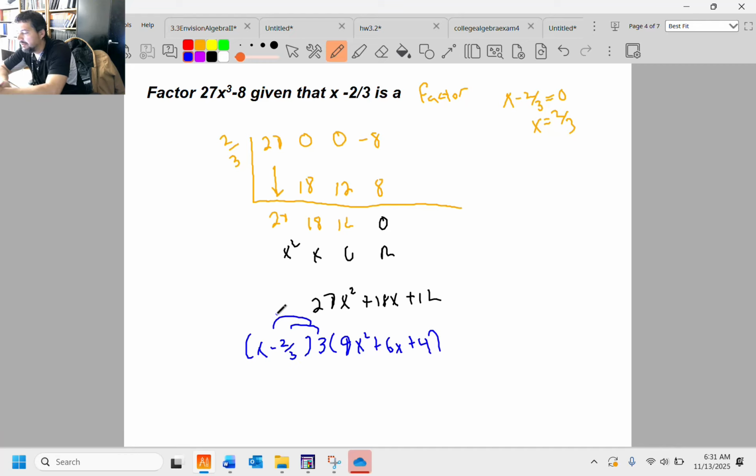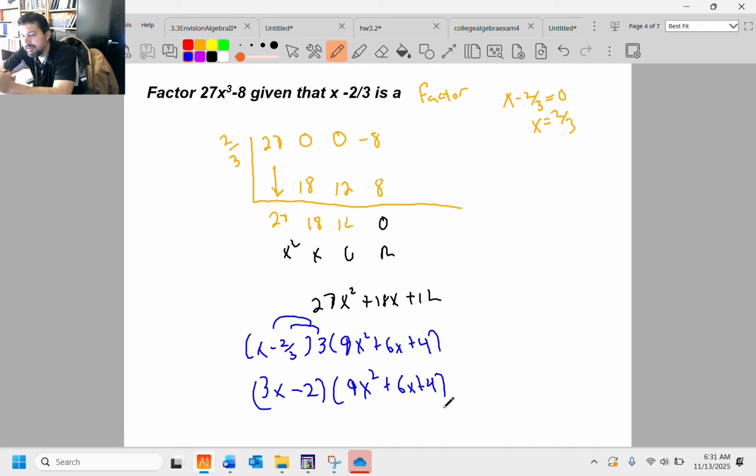And I'm going to show you why this piece doesn't factor anymore. Or does it? No, it doesn't. I'm going to have 3x minus 2. And then I have this piece right here, 9x squared plus 6x plus 4. Now, this is actually a problem from a previous lesson, 3.3. And, well, here's the deal.